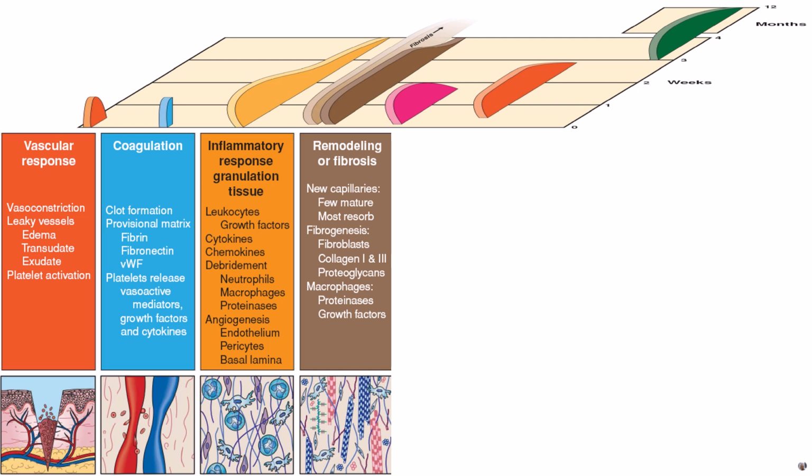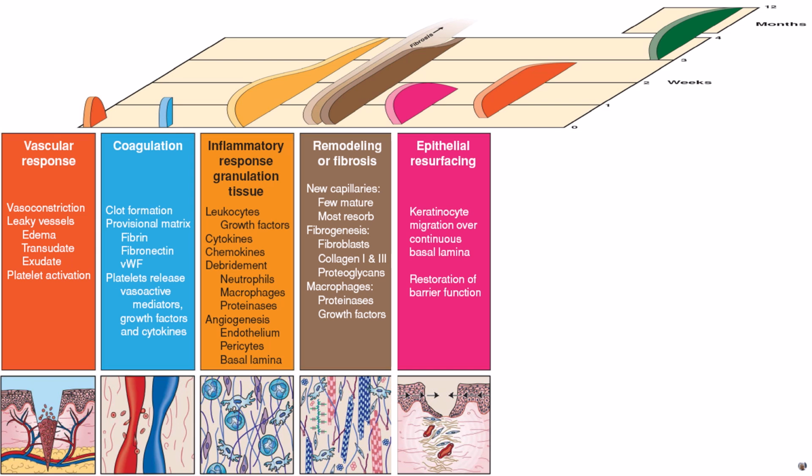There is production of collagen 1 and 3 by the fibroblasts, and also proteoglycans are produced. Macrophages secrete proteinases and growth factors, and there is transition of the tissue toward scar formation. There is resurfacing of the epithelium, and in this phase the keratinocytes migrate over the basal lamina. They restore the epidermal barrier, completing the reepithelialization.